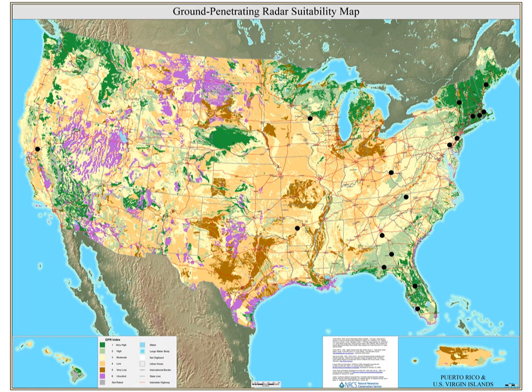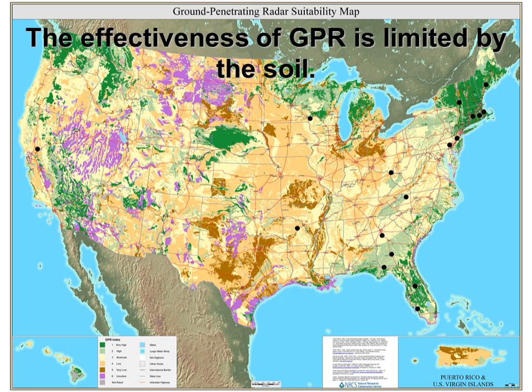The effectiveness of GPR is highly soil-specific. Soils having high electrical conductivity rapidly attenuate radar energy, restrict penetration depths, and limit the effectiveness of GPR for a number of applications. The electrical conductivity of soils increases with increases in water, clay, and soluble salt contents.